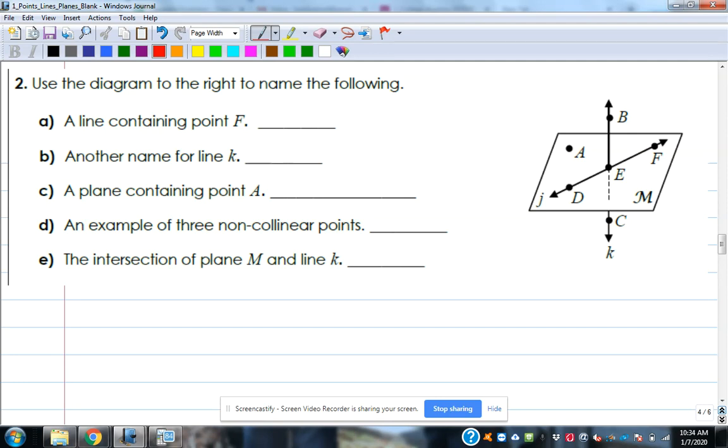So a lot of times it's just figuring out. Anytime you see a dashed line like that, they're trying to show it's behind it or it's three-dimensional. So be careful of that when you're reading these diagrams, because sometimes we're trying to represent something in 3 dimensions on a 2-dimensional piece of paper. So it's really hard to draw sometimes. So be careful of that. All right, so let's try to answer what's going on here. The line containing point F.